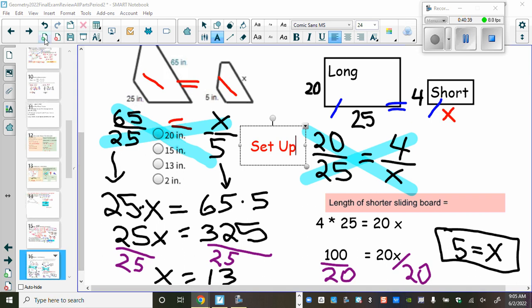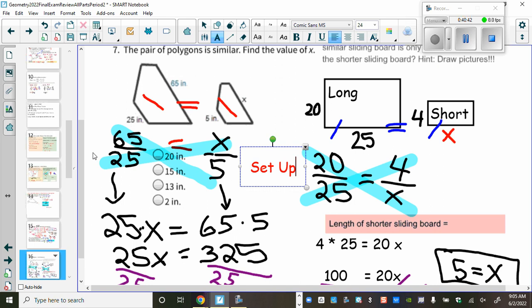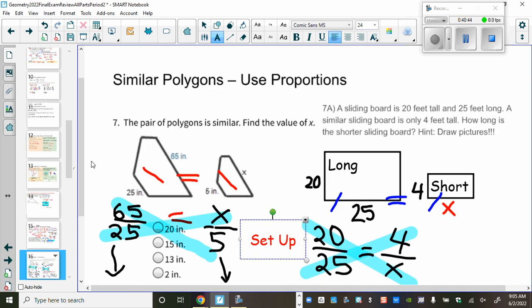Here we go. Again, the key is getting it set up. More than likely, you're going to get something more like 7A. Tall, long, and then shorter board. Well, I should have said this one here, larger board. Smaller board. I think I used the wrong words there, but you got the idea.